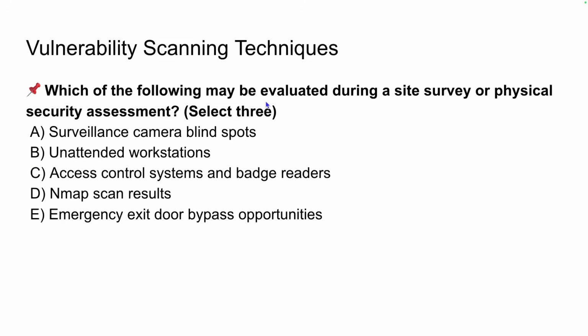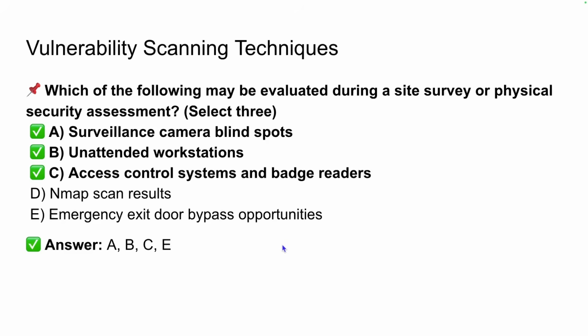Okay. Which of the following may be evaluated during a site survey or physical security assessment? 3 answers. So surveillance camera blind spots, yes. Unattended workstations, yeah, I would say that. Access control systems and badge readers, yes. Nmap scan results, no. Emergency exit door bypass opportunities, yes. I'm kind of unsure about this one. So I would say A, B, and E would be my 3.